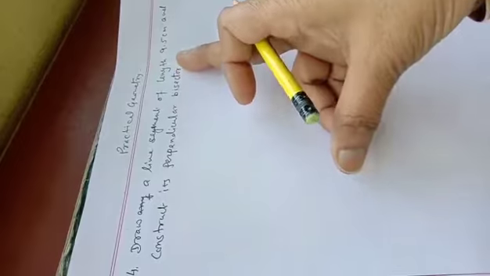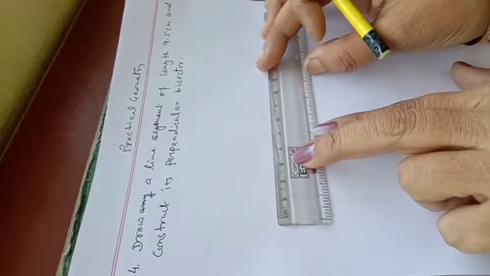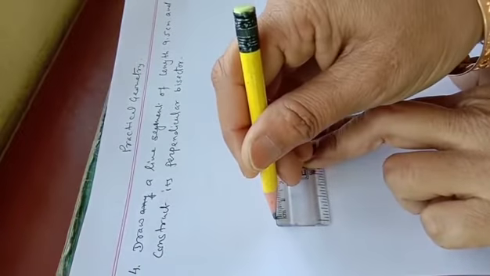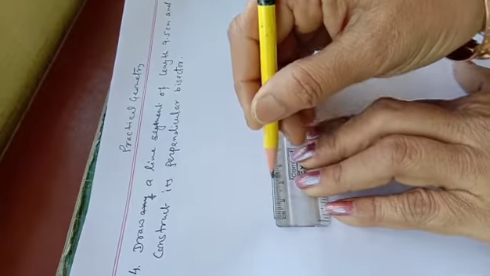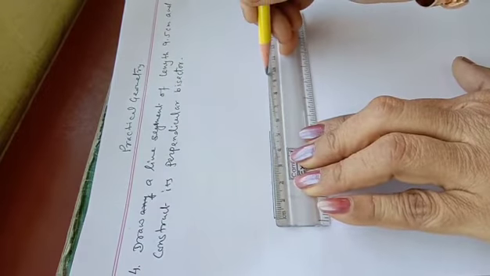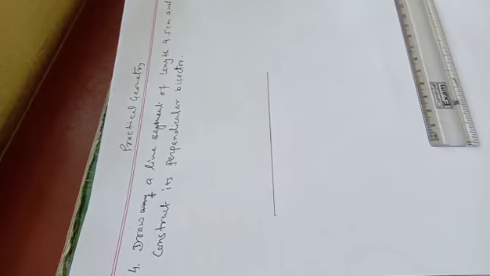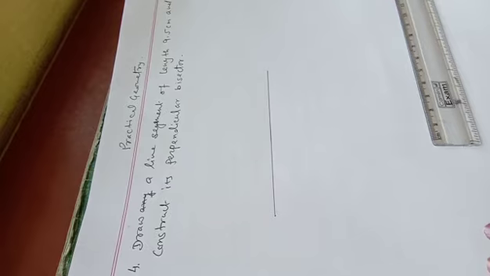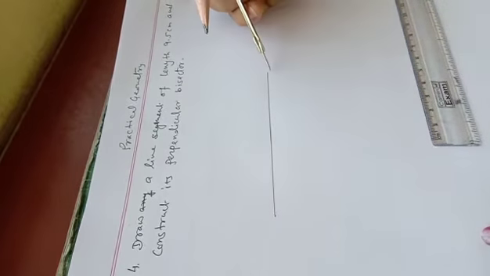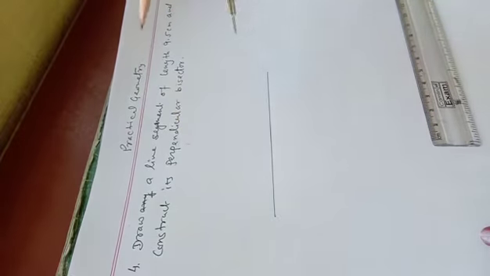Draw a line segment of length 9.5 centimeter. Construct its perpendicular bisector. You have to take a line segment of 9.5 centimeter. Take the line, here it is 0. Put the pointer on 0 and draw a line segment, and it is 9.5 centimeter, after 9. Draw this line segment 9.5 centimeter, and you have to draw the perpendicular bisector of it. How to draw a perpendicular bisector? You have to take a measurement which is slightly more than half of this line segment.